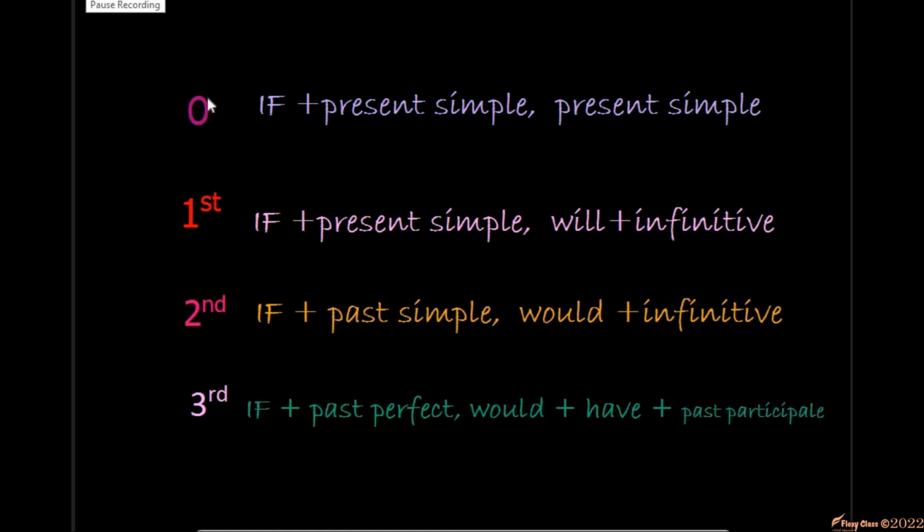Okay, to summarize, إلا كان عندنا the conditional type 0 كيكون عندنا ال if clause في simple present ال main clause simple present also. إلا كان عندنا the first conditional كيكون عندنا ال if clause في simple present وفي المين clause كيكون عندنا will plus the infinitive. The second conditional كيكون عندنا if clause فيه the simple past وفي المين clause كيكون عندنا would plus the infinitive. And the third conditional كيكون عندنا في if clause past perfect وفي المين clause كيكون عندنا would have plus past participle of the verb. That's all for today.